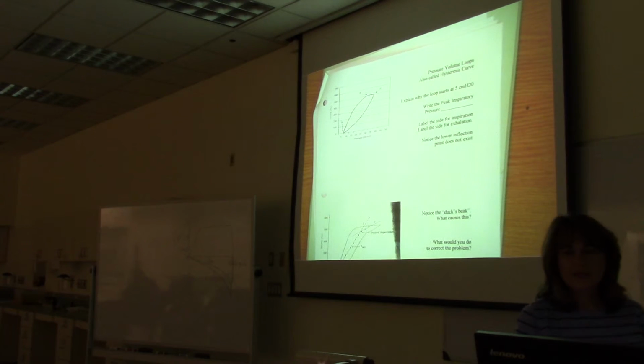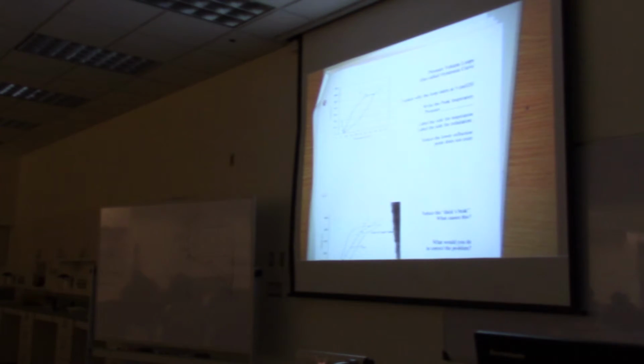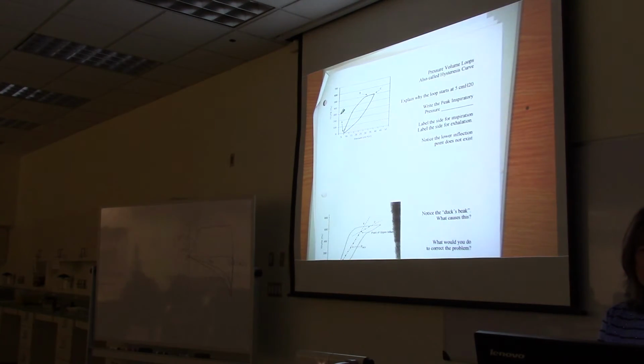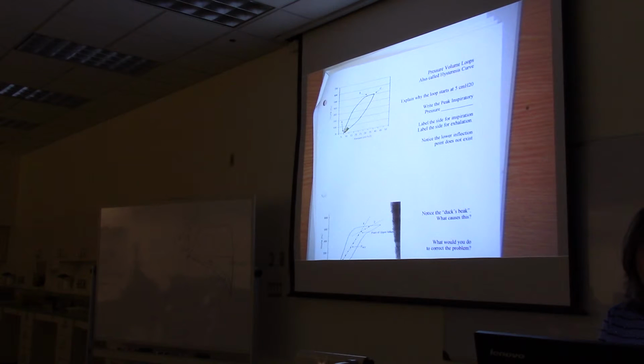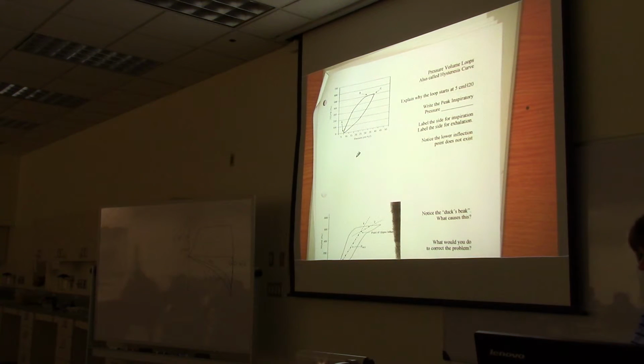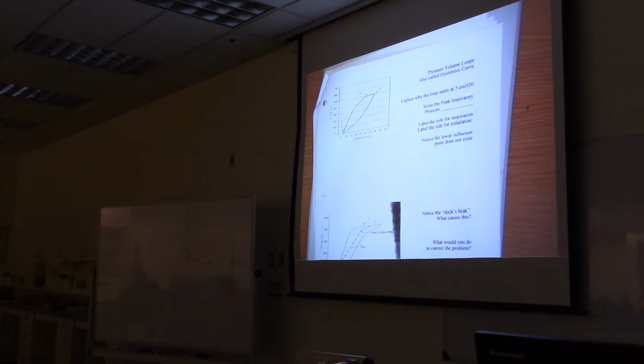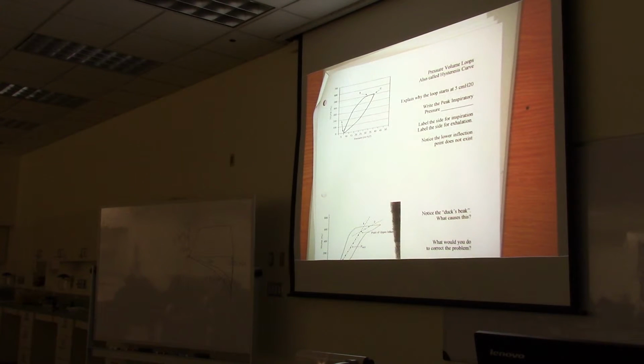All right, we're looking at the hysteresis curve again. Explain why the loop starts at 5 centimeters of water. So you see the letter A and it's pointing here. Why isn't it the breath starting at 0? Because of the PEEP. Very good. So explain why the loop starts at 5 centimeters of water. There's PEEP set on the ventilator.